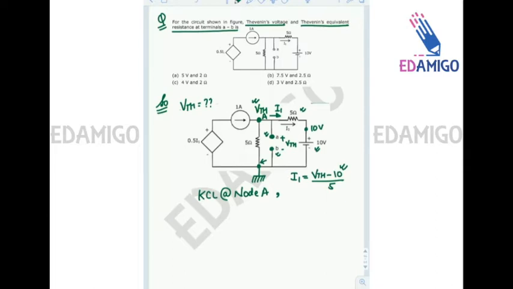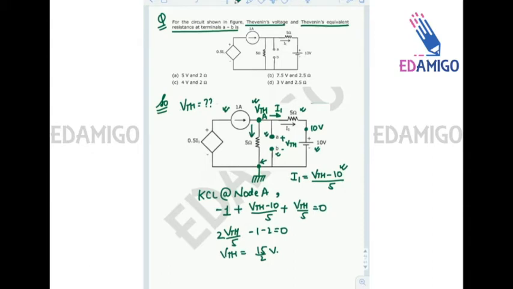So the incoming current is 1 ampere, so I am writing it with minus 1. The outgoing current is (VTH minus 10) divided by 5. Another outgoing current is in this branch, that is VTH divided by 5, and the sum is equal to 0. So VTH divided by 5 two times, minus 1 minus 2, is equal to 0. So VTH is equal to 15 divided by 2, that is 7.5 volts.